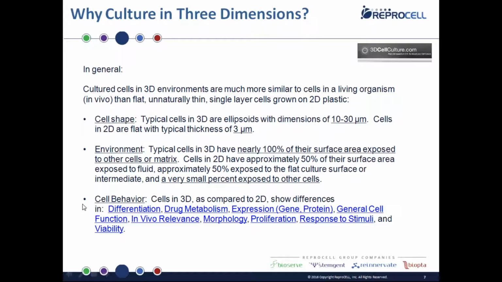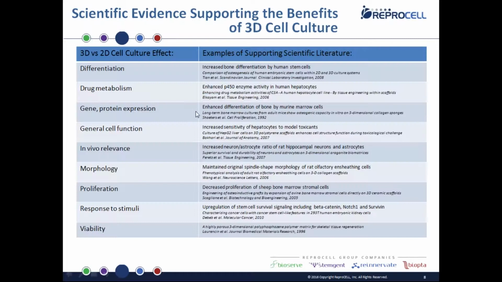And as a consequence, the cell behavior in 3D compared to these shows differences in a number of cell behaviors. And all of them, when you have a look at them, you can see the relevance of these: differentiation if you work in the stem cell field, drug metabolism, this would be very important for industry, general cell function, in vivo relevance, this is also very important to industry because obviously you want a good translation into your animal models. And so there are a lot of processes that can be affected and therefore improved when you go from 2D to 3D.